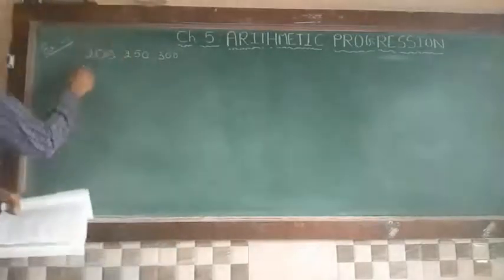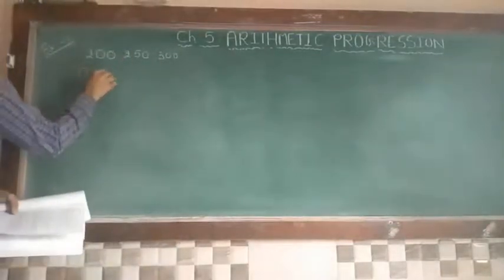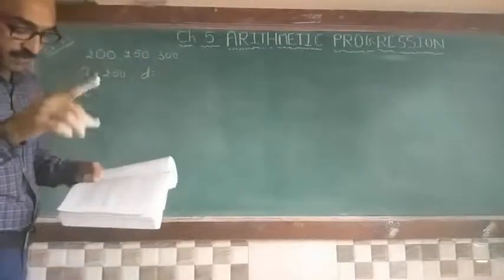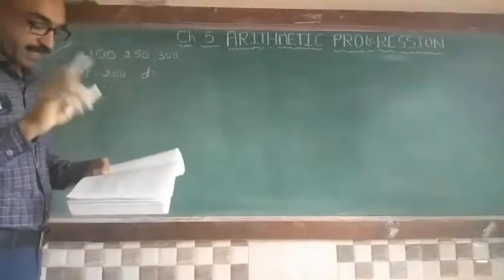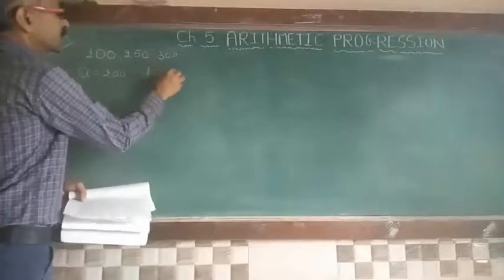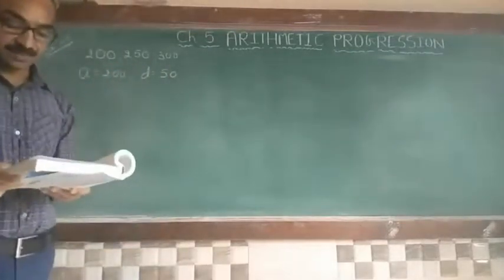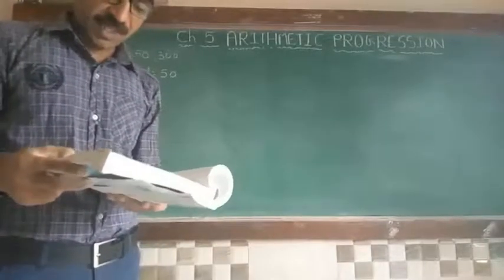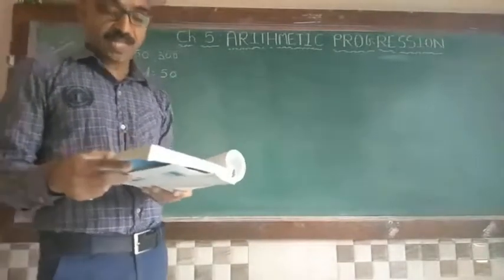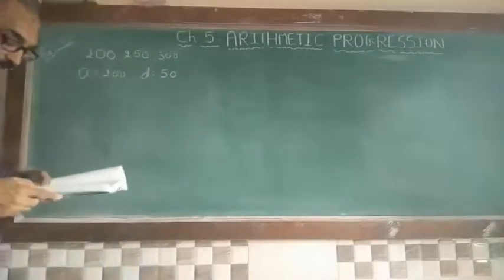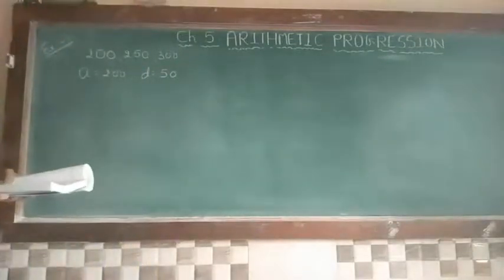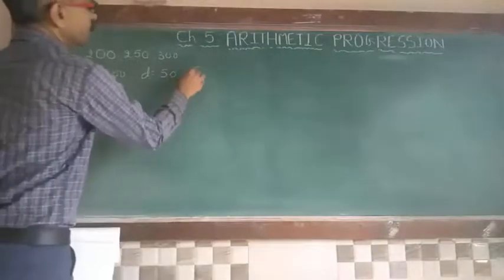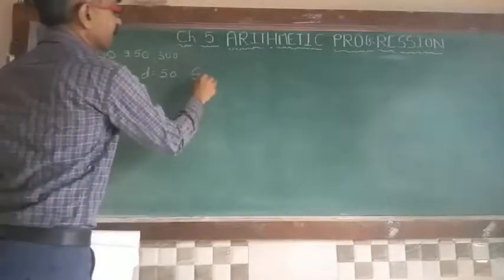That means the first term a is 200 and the common difference d is given to you: always rupees 50 more than the penalty of the previous day. That means d = 50 rupees. How much money does the contractor have to pay as penalty if he has delayed the work by 30 days? That means you have to find S30.